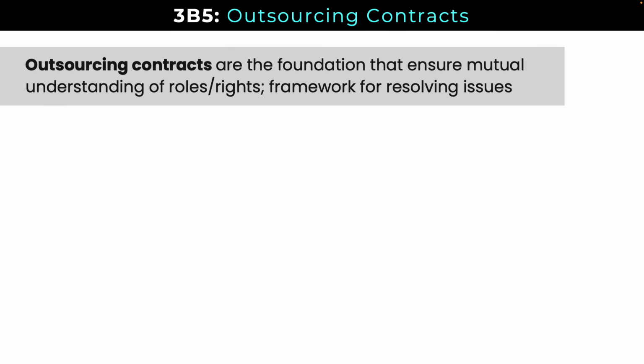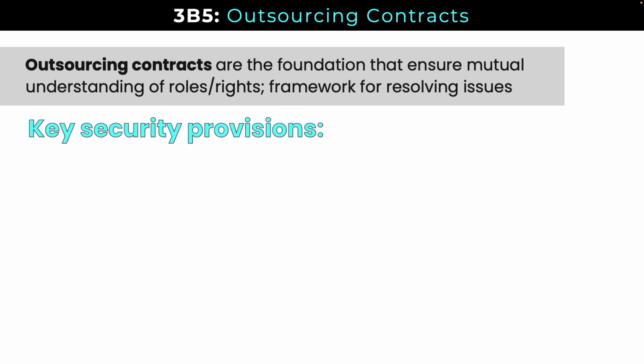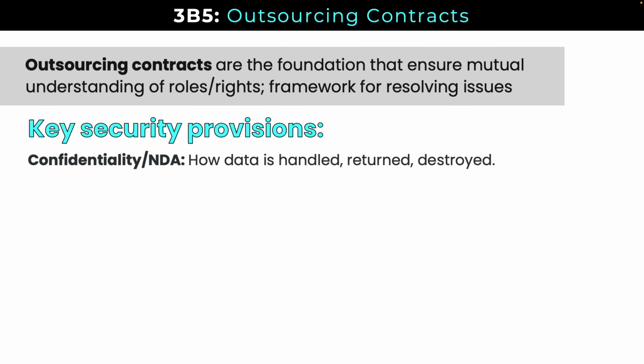Next, we'll talk outsourcing contracts, which are the foundation that ensure mutual understanding of roles and rights between the organization and service providers. It really serves as a framework for resolving issues with our vendors. So some key security provisions we'd expect to see in that contract would include a confidentiality agreement or an NDA, and that would include provisions on how data is handled, returned, destroyed.